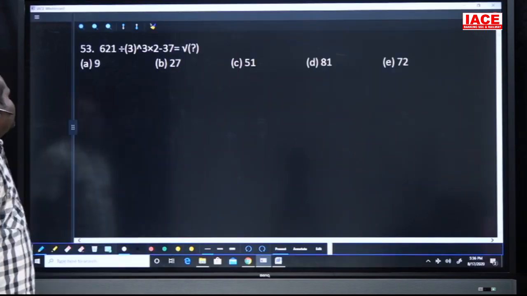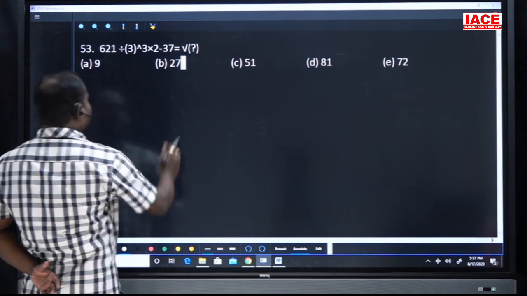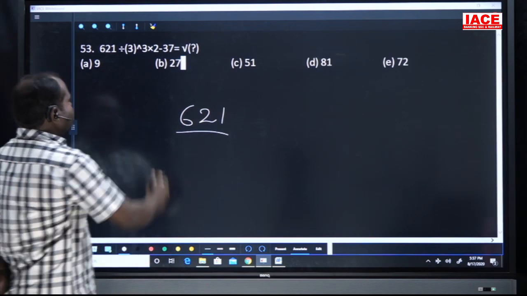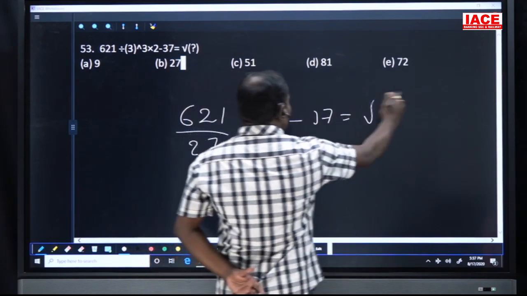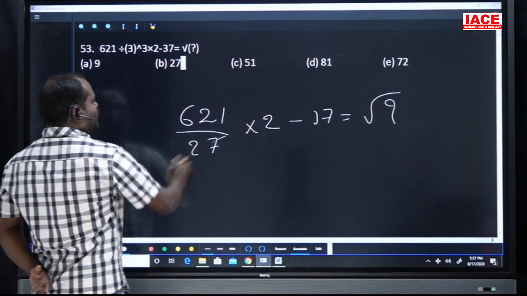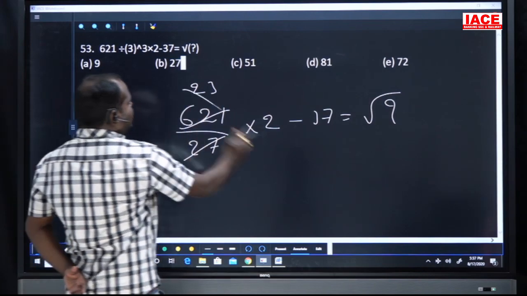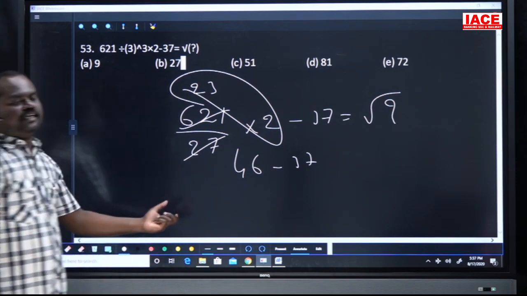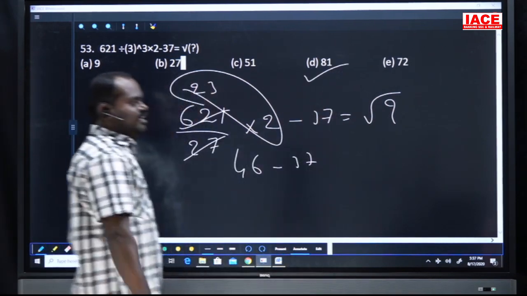Option D. Next: 621 divided by 3 cube into 2 minus 37 equals under root of question mark. 3 cube is 27. 27 into 2 is 54. 621 divided by 27: 27 twos are 54, balance 81, 27 threes are 81, so 23. 23 into 2 is 46. 46 minus 37 is 9. So the 9 is under root of 9 square, it should be 81. Option D, 81.